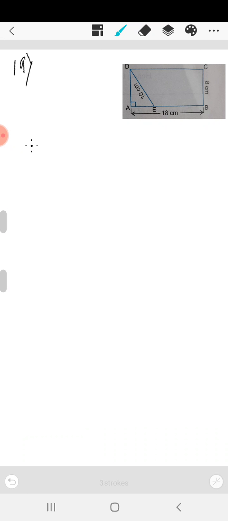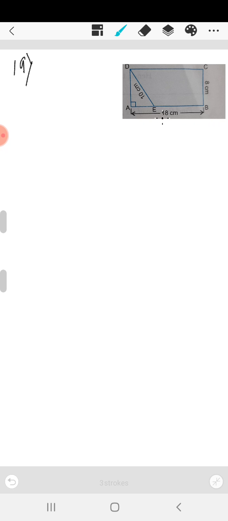19th question. ABCD is a rectangle. This is a diagram from your textbook only. AB is equal to 18 centimeter, BC is equal to 8 centimeter, and DE is equal to 10 centimeter they have given.